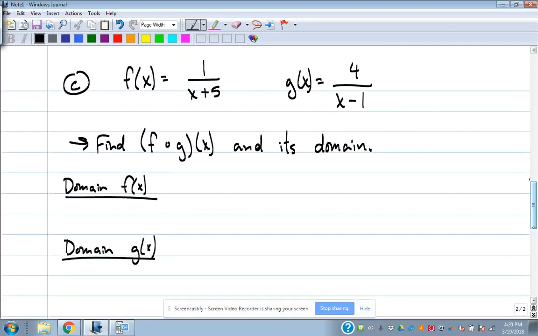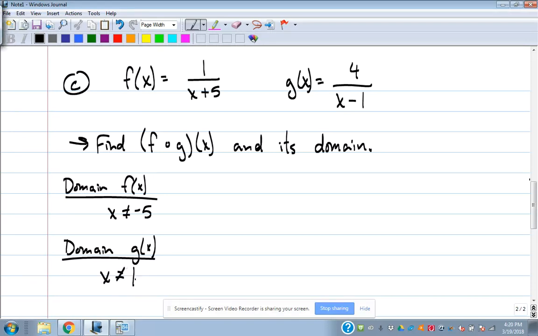What's the restriction on f of x? X cannot be negative 5. Because we have an x in the denominator, that's a red flag. We set x plus 5 equal to 0. We get x can't be negative 5. Okay. What's the restriction on g of x?